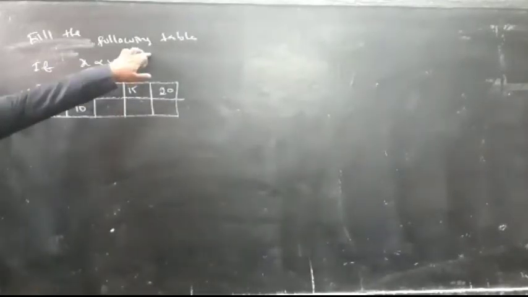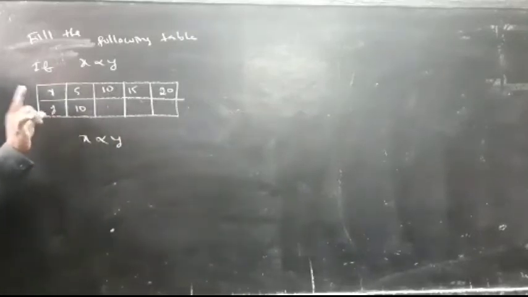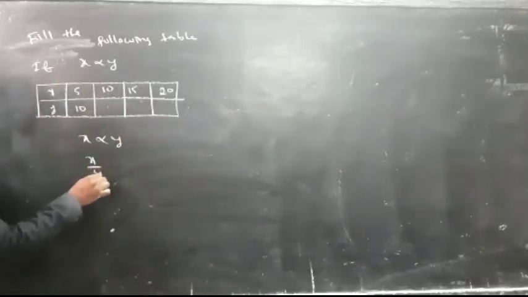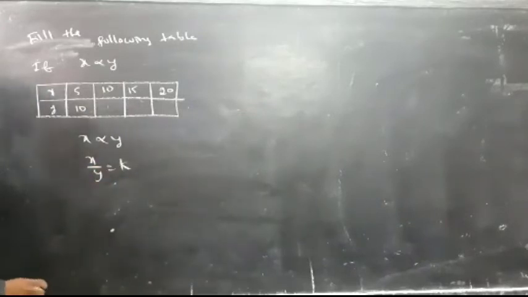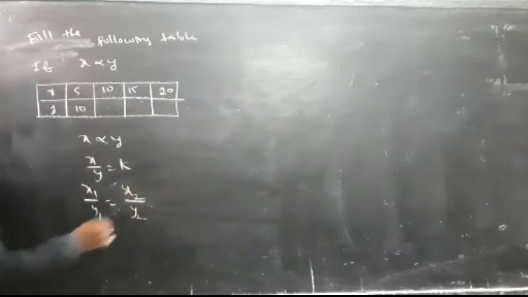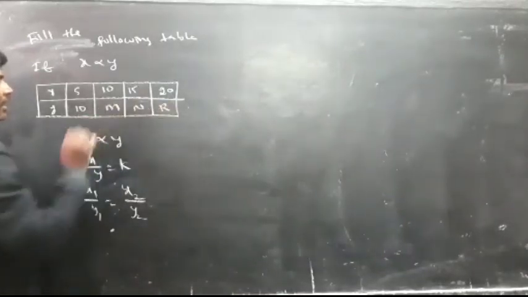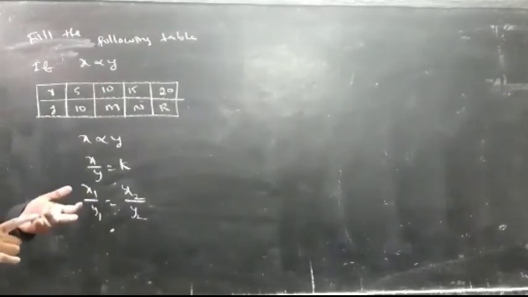Here is another question in revision class. Fill the following table if x is directly proportional to y. X is directly proportional to y. So what can we write here? X by y is equal to k, K is a constant. So we can write x1 by y1 is equal to x2 by y2. I am taking these values as m and n and r. You have to find the value of m and n and also r.